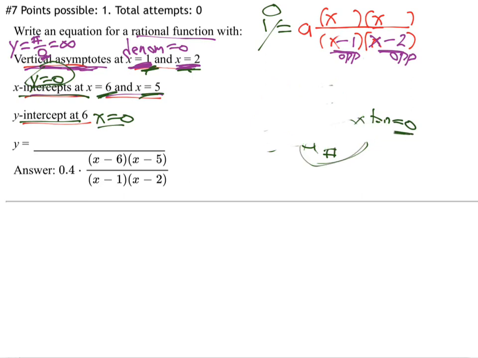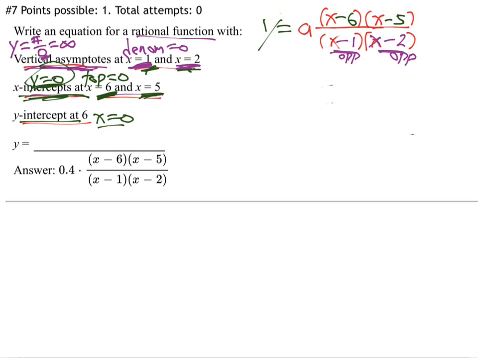So basically, they're telling us at an X-intercept, which means y is 0, which means the top equals 0. So this must be x minus 6 and x minus 5 in the top. Because if you plug in 6 or 5 for x, it'll make the top 0, which will make the whole fraction 0, which will make y 0, which is an X-intercept where y is 0. Is that making sense there?